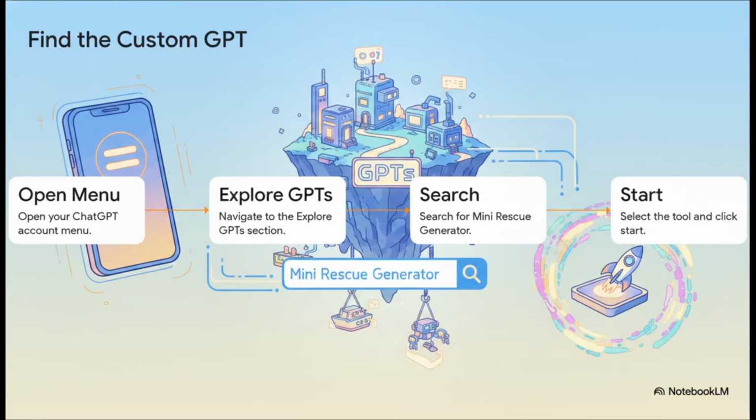Okay, so follow these exact steps to find the custom GPT that's going to brainstorm for us. You'll open up your ChatGPT menu, click on Explore GPTs, and in that search bar, you're going to type Mini Rescue Generator. You can also try it as one word, Mini Rescue, and just hit Start on the tool that pops up. This specialized tool is pre-trained on exactly what makes these rescue videos go completely viral.